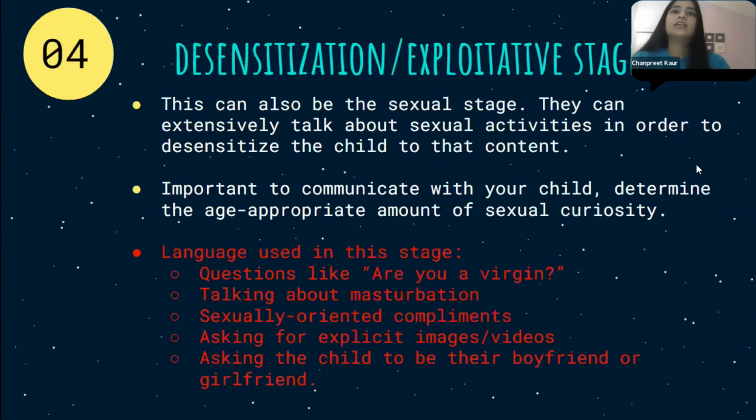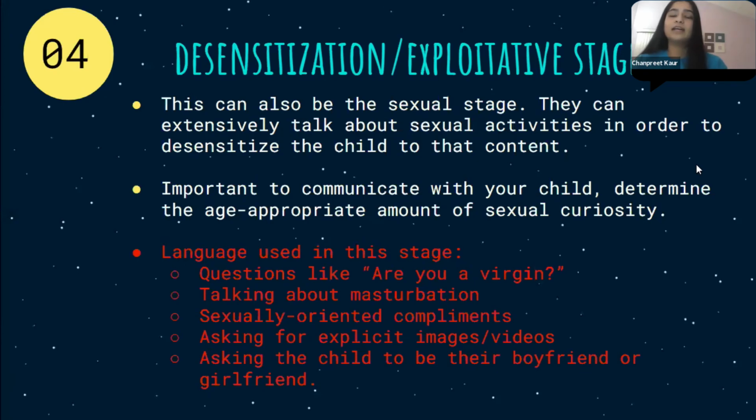The fourth stage in online grooming is the desensitization and exploitative stage. This stage can also be known as the sexual stage because the trafficker may talk about sexual activities in order to desensitize the child to that content. And the language that the predator may use in this stage can be very personal because they may ask questions such as, are you a virgin, giving sexually oriented compliments, asking for explicit pictures or videos, and even asking the child to be their boyfriend or girlfriend.